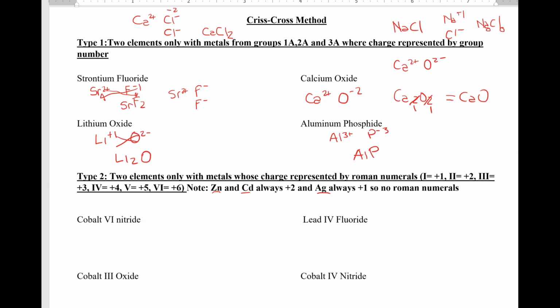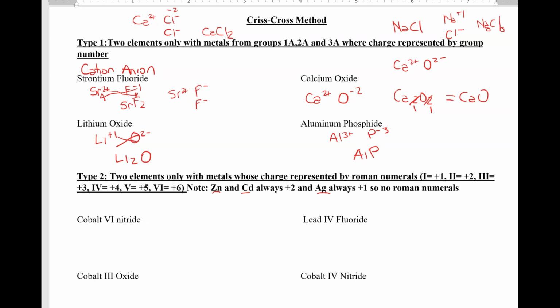Now, they always represent the metal. Please do not think that these charges can ever be used for the non-metal. And in case you didn't notice, this is always going to be the cation. This is always the anion. Remember? Cations are the ones that lose electrons. That's why they're positive. Anions gain electrons. That's why it's a negative charge.